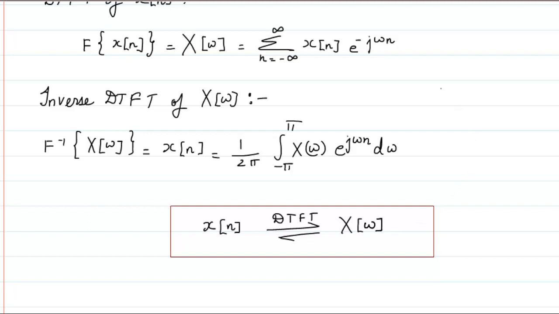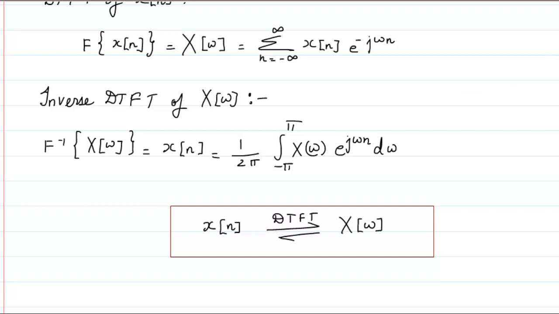For a continuous time signal we used the notation X of omega or X of f, whereas for discrete time we will write X within square bracket omega. This notation may not be followed in each and every textbook, but I will follow it in my class because I want a little bit of clarity. In certain textbooks, even x of n may be written with simple brackets, not square brackets.